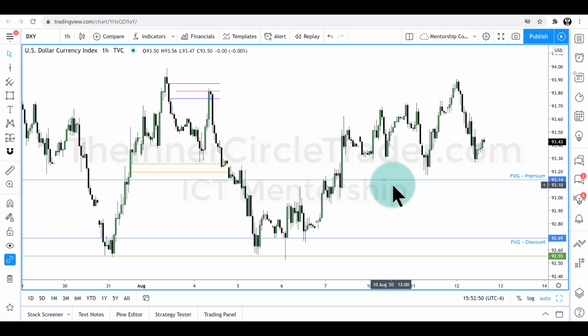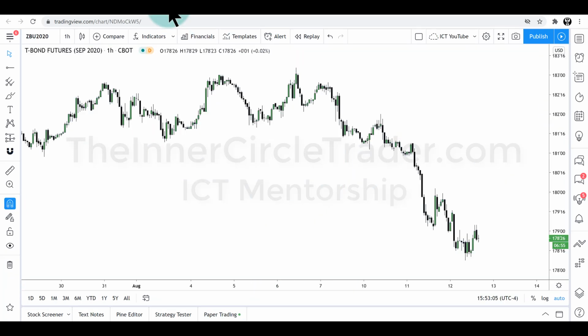So what do we do here? Well, I want to bring in a tool that you learn about obviously in core content, but we haven't talked too much about, and that is the bond market. Okay, so here is an hourly chart on the bond market, and we have relative equal highs.